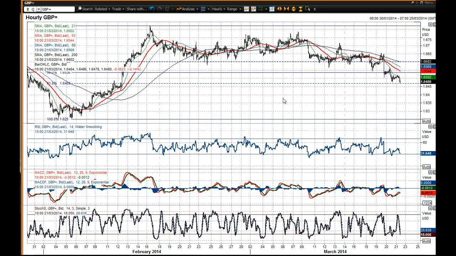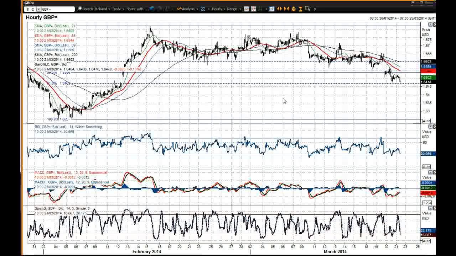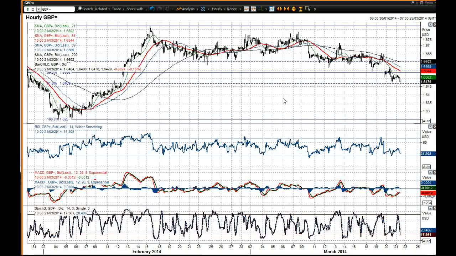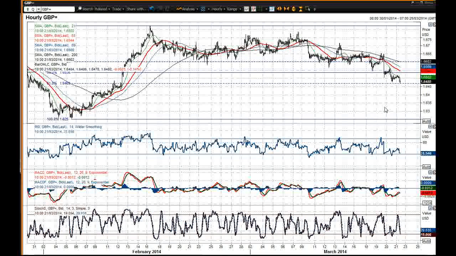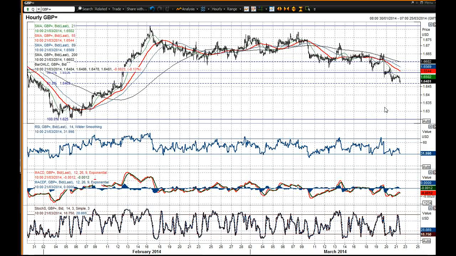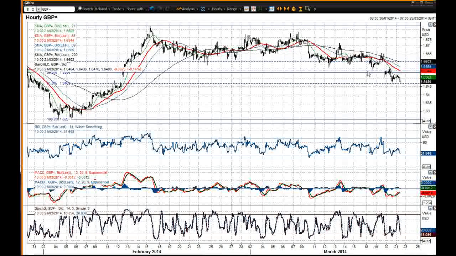So that is certainly going to be the first line of support for cable, and as I said, there's a double support there, because 64.70 is where that 89-day moving average comes in on the daily chart. So a couple of supports around that level might provide the sterling bulls with a bit of respite. But certainly at the moment there is a stepped decline, and any rallies are being sold into.